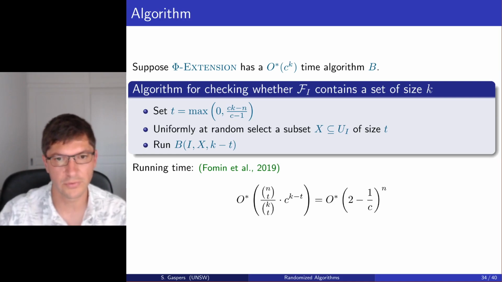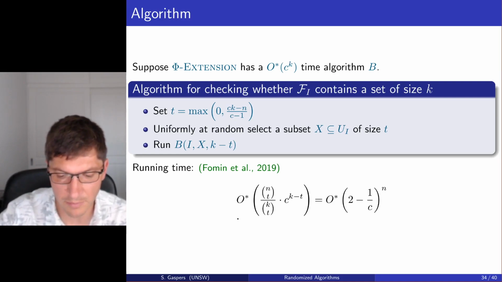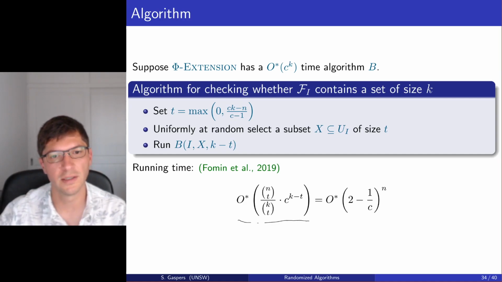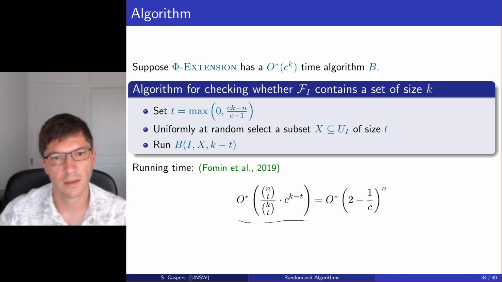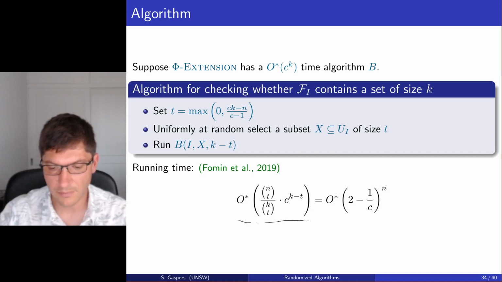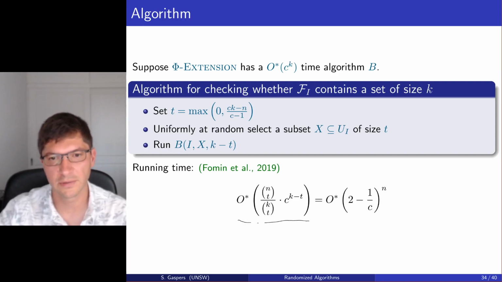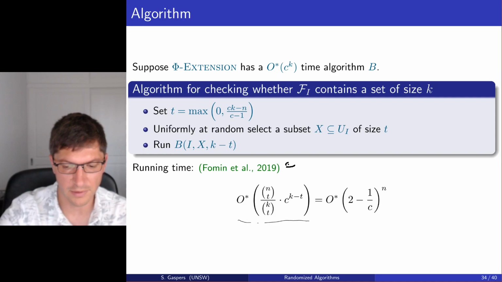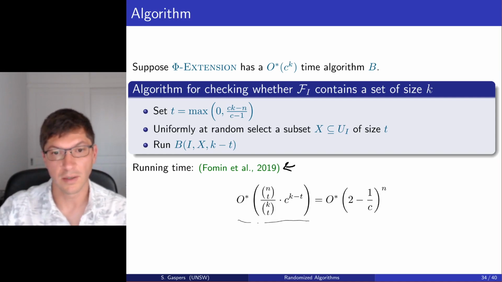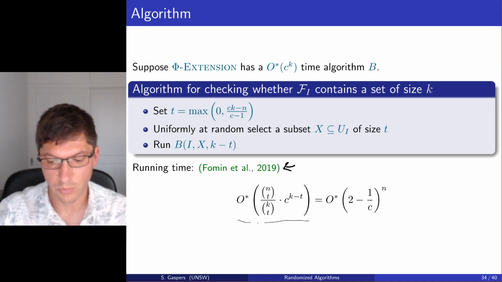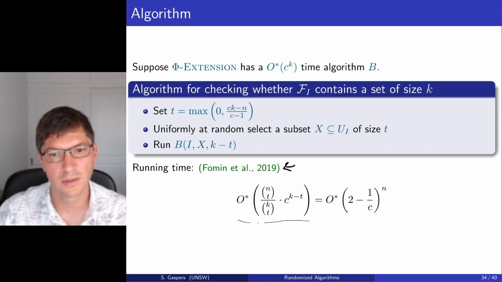We take the inverse, of course, for our running time, and so we get a running time of O star of n choose t divided by k choose t, times c to the power k minus t. It turns out that we can simplify this and write it as O star of (2 minus 1/c) to the power n. The details are quite tedious, and you can find them in this paper. So with this simple algorithm, we immediately get a running time of O star of (2 minus 1/c) to the power n.